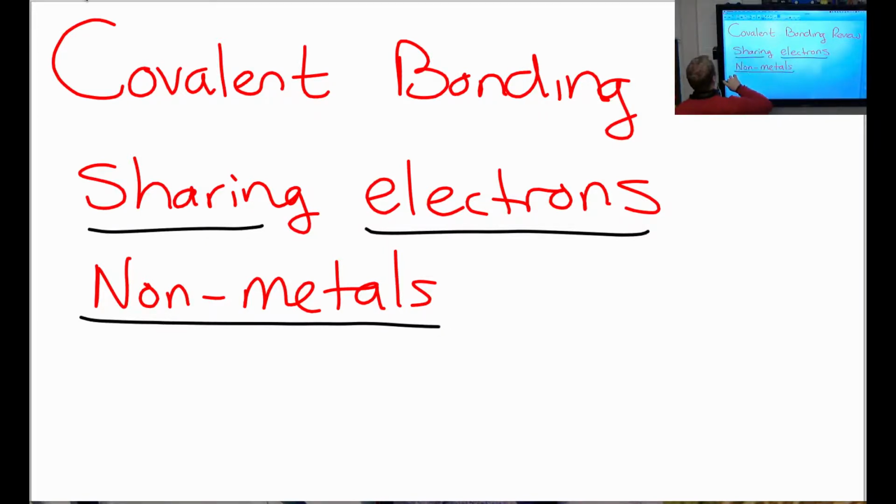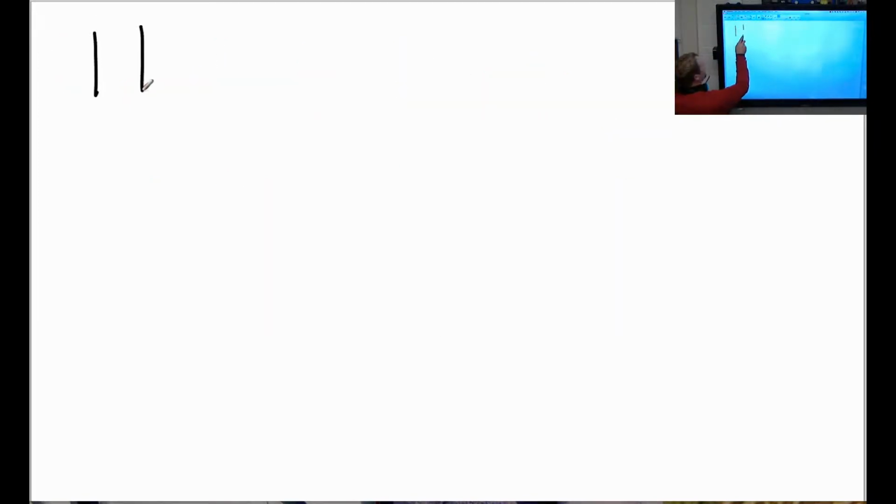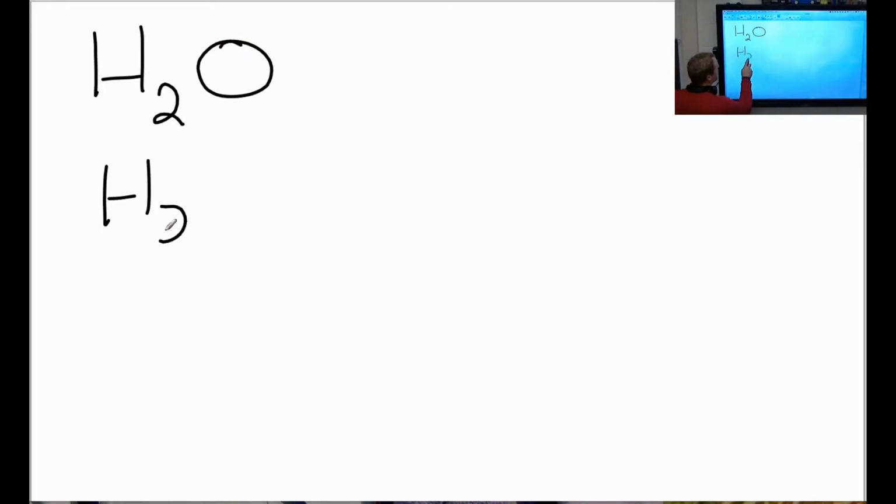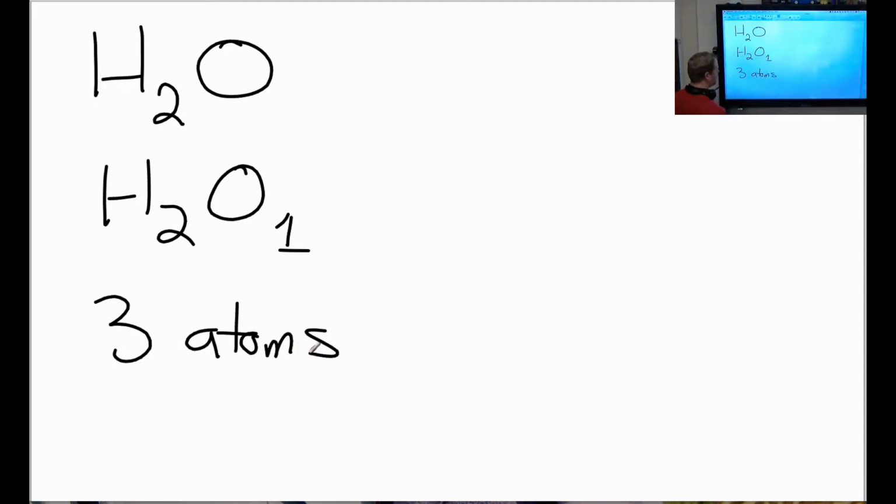So let's start with the formula H2O. This means there are 2 hydrogen, 1 oxygen. We don't write the ones. We don't write this as H2O1, though we really could. It's just that that's not what we do traditionally speaking. But it's 2 hydrogens, 1 oxygen, a total of 3 atoms. All right, so we have this going on. Now the question is, how do they actually bond?